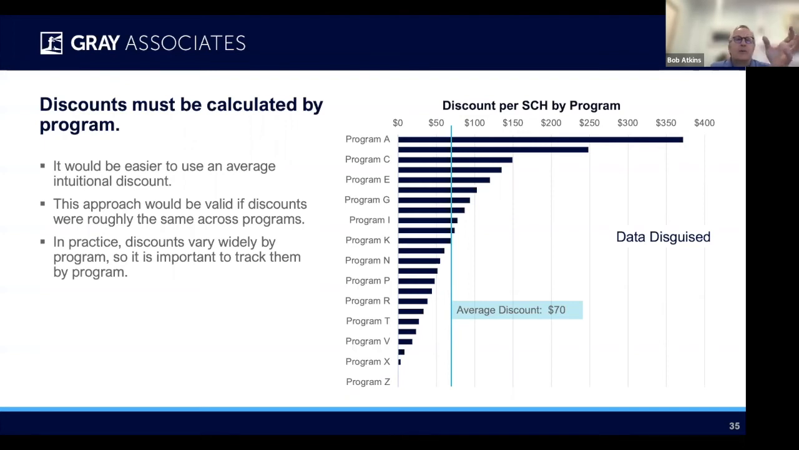And it's really important here. Why would that be true? Well, people tend to cluster in certain programs. So for example, your athletes may cluster in a group of programs. And so you want to be able to see what your net price is for the students who are actually in that program.